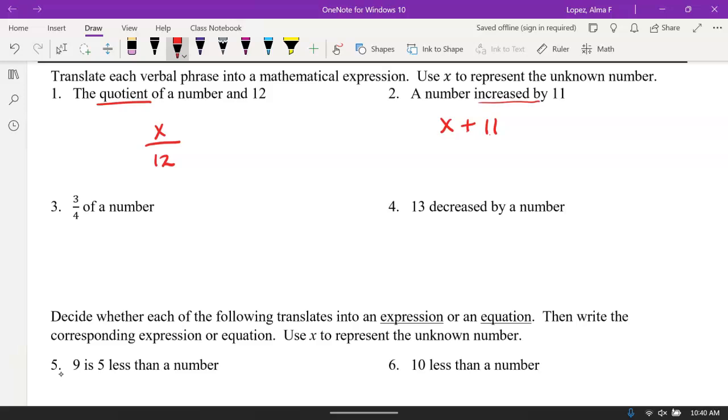3/4 of a number. Okay, I'm going to write down the 3/4 of implies multiplication. So I'm going to put that in parentheses in case there's more than one piece. 3/4 of a number. I don't know what that is, so that's our X. And then finally 13 decreased by a number. So I'm subtracting something from 13. 13 is going to be decreased by, which means I'm subtracting something from it, and that would be our number.